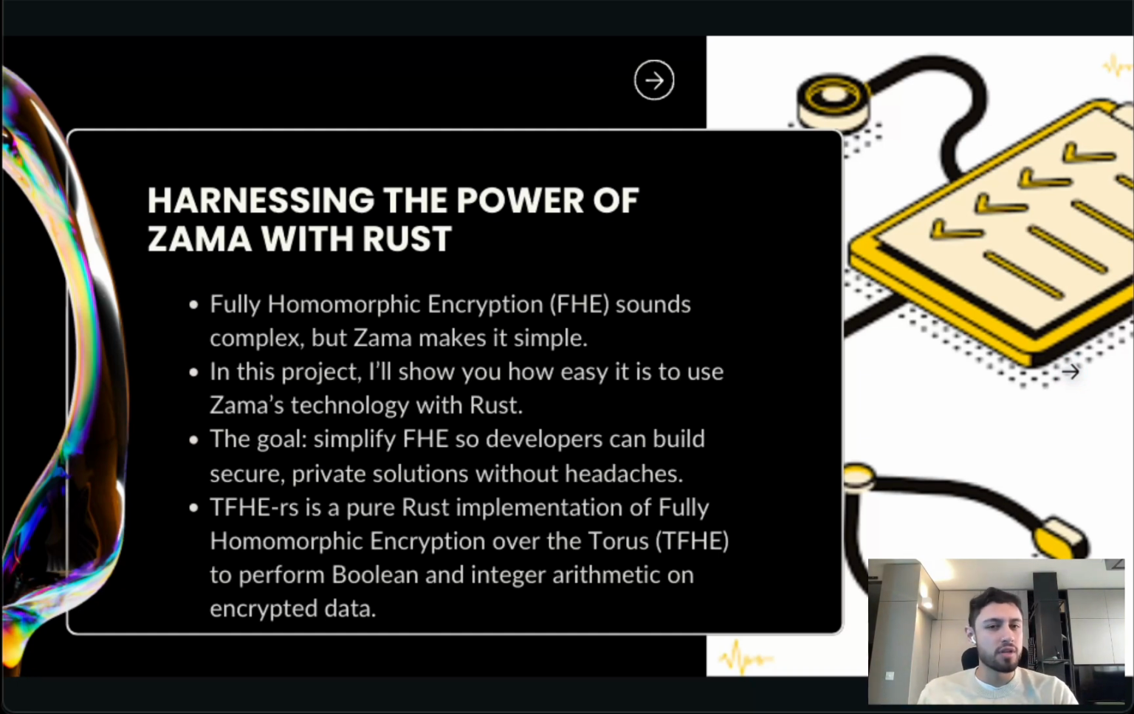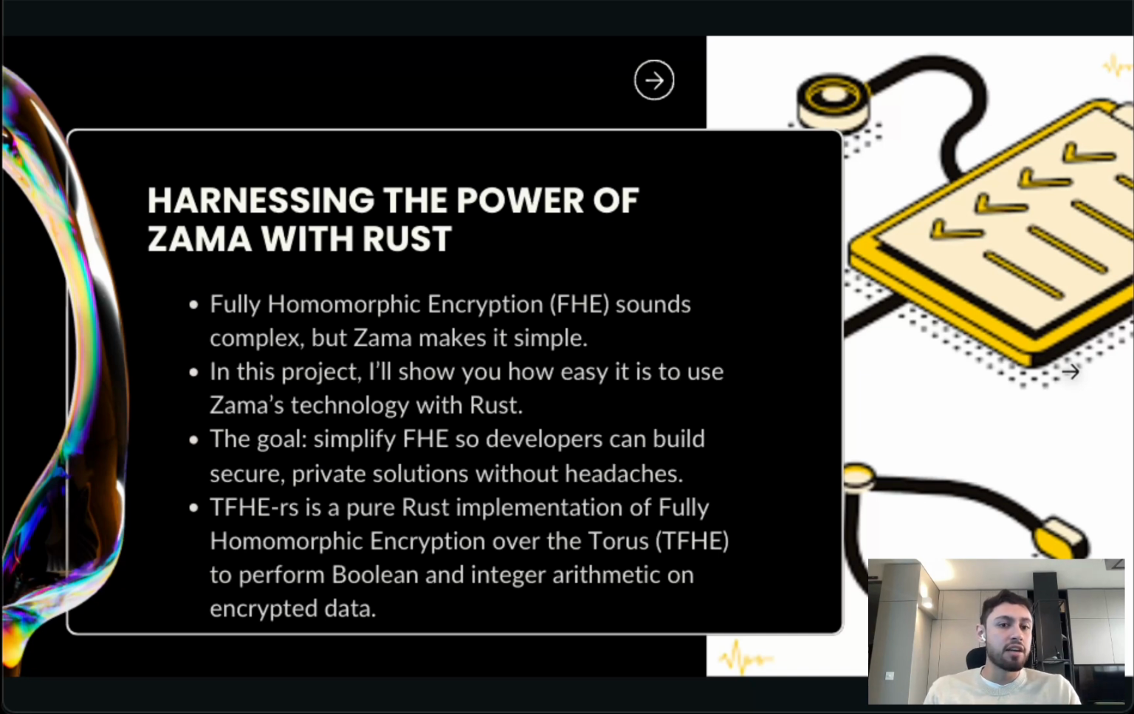First of all, why Rust? It's because it's 10 to 50 times faster than Python, so the performance is really good, and it also has very good memory safety. Fully homomorphic encryption sounds very complex, but Zama makes it very simple. In this project, I will show you how to use their technology in a very small project. The goal is to simplify FHE for developers so they can start building secure private solutions without headache.